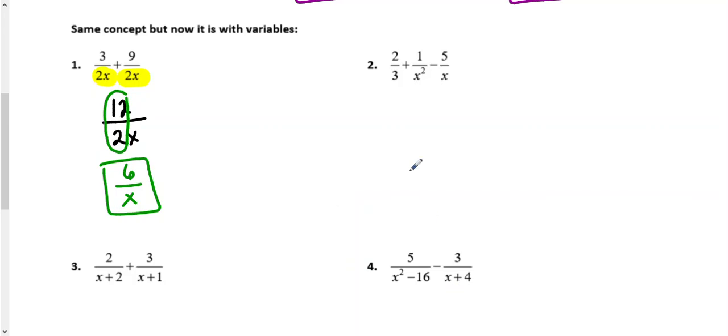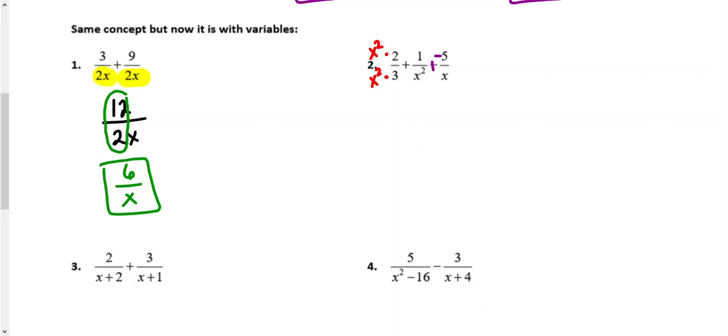So looking at number 2, I have 2 over 3 plus 1 over x squared minus 5 over x. So I have a minus, I want to change it to a plus, a negative. Now I'm going to make a common denominator. And again, the easiest way is to multiply them together. 3x squared, well, I can turn that x into x squared. So really my common denominator should just be 3x squared. So to make this, I need to multiply that by x squared, top and bottom.